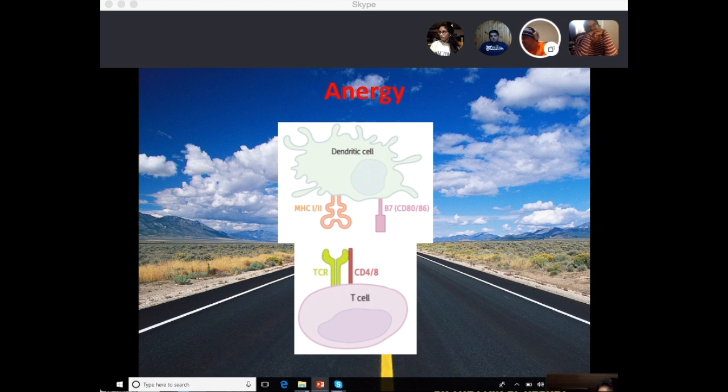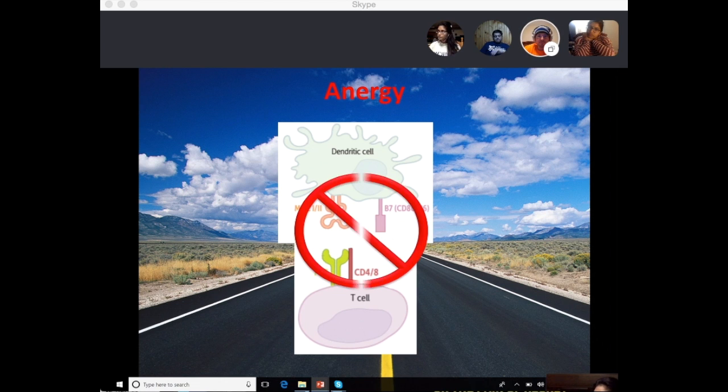Because the body realizes that it is a worthless cell. So yeah, it is a mechanism for self-tolerance. Any questions on anergy? Does that make sense to everybody? Yeah? Okay.